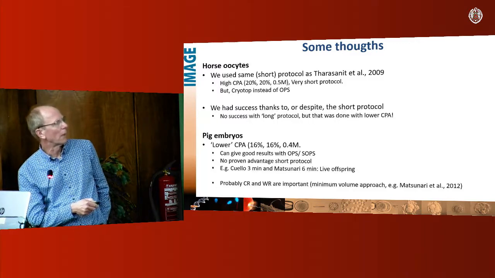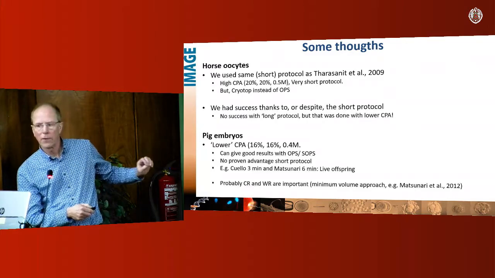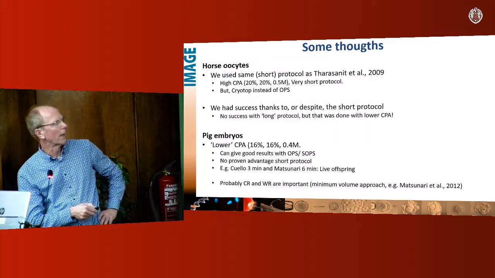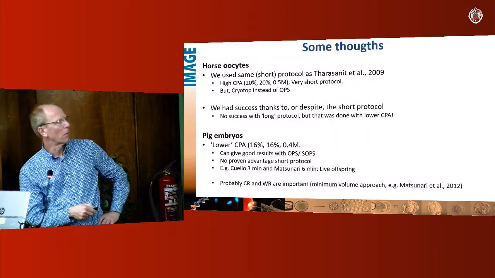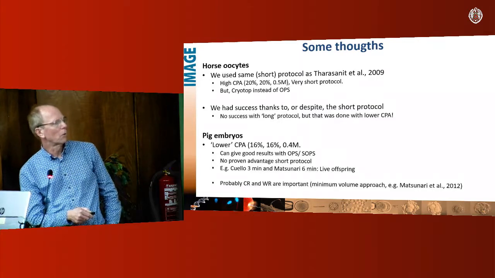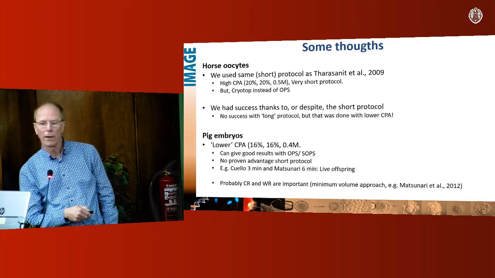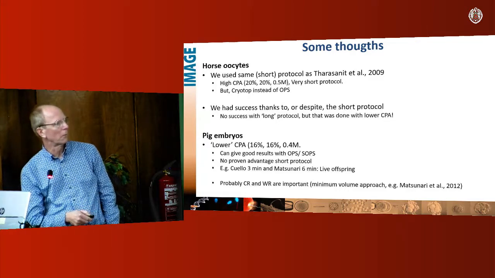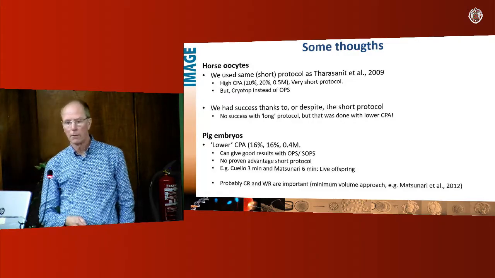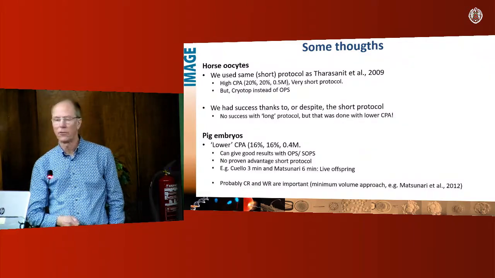So, what is the difference? The people in Japan used a device that gives even higher warming rates and cooling rates. So I would say that probably the cooling rates and warming rates are very important, and we could perhaps investigate the use of a minimum volume approach that would give these high cooling rates and warming rates, such as was done by the Nagashima group. And with that I want to end this presentation and thank you for your attention.